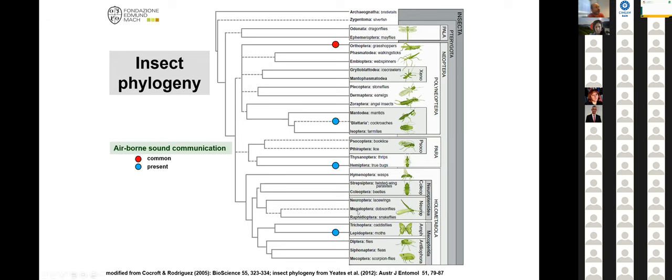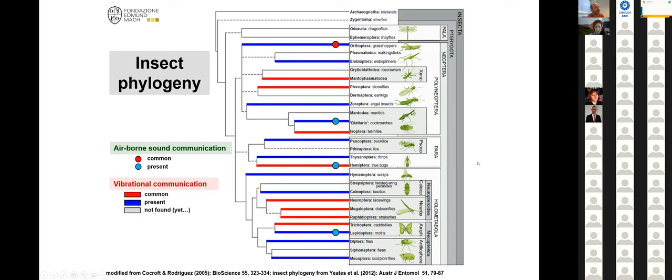But when we talk about vibrational communication, the pattern is very different. You see that most of the insects use vibrations for communication. So this is not a curiosity that involves a few species. Most of the species, for reasons we will see, use vibrations for communication. And this is an important point for us, because it means that there is a margin for behavioral manipulation using vibrations.